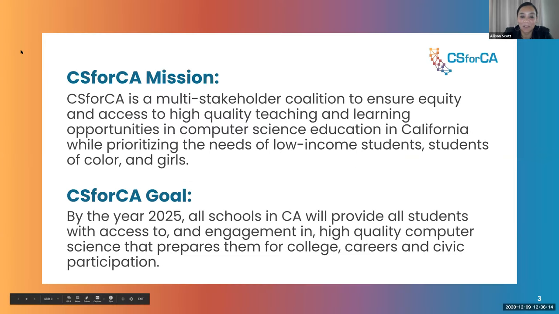So for those of you that are new to CSforCA, we are a multi-stakeholder coalition. We work to ensure equity and access to high quality teaching and learning opportunities in CS education in California, and specifically prioritizing low-income students of color and girls, and those who have been often left behind in computer science. So to reach our goal of ensuring that all students have access to high-quality CS education, we have to understand what the current landscape is, where disparities by race and gender exist, and how to ensure programs and policies can address these gaps.